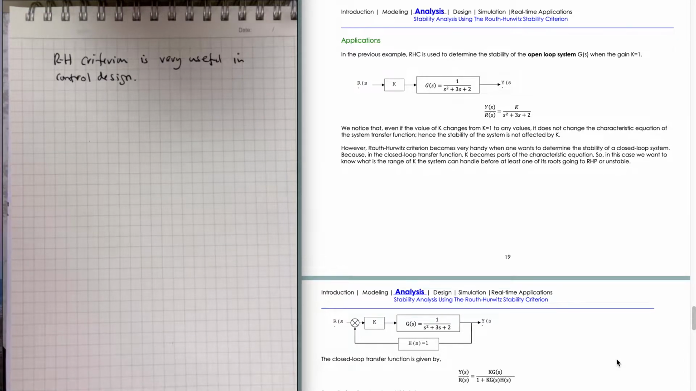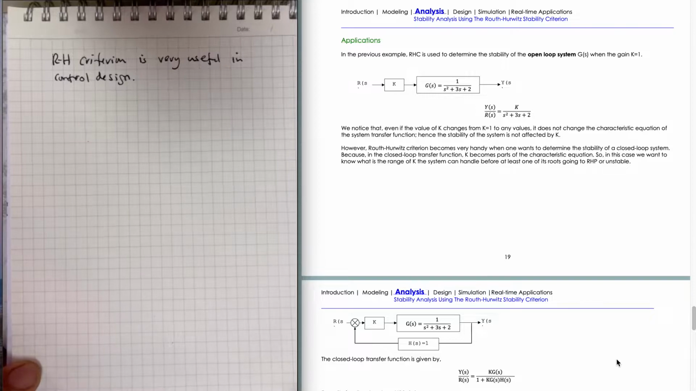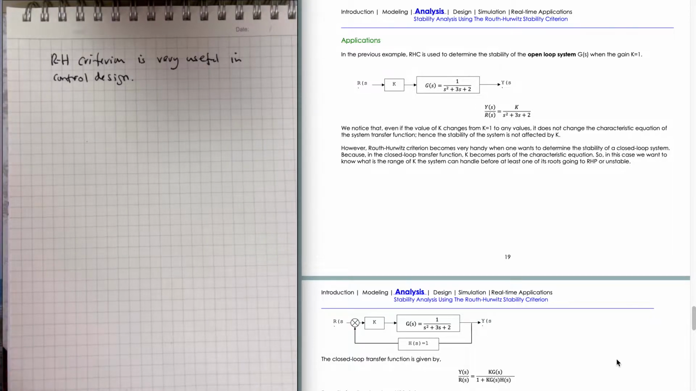Okay, now we have done the RH stability criteria methods to determine the stability of the systems, and then we found that there are three ways to fill up the table. The first one is normal case, special case 1, and special case 2, right?